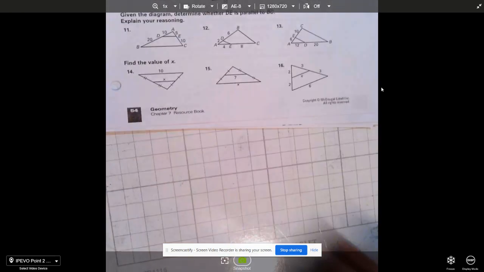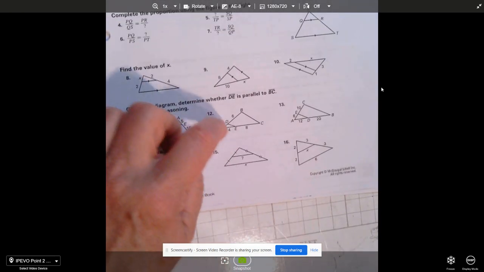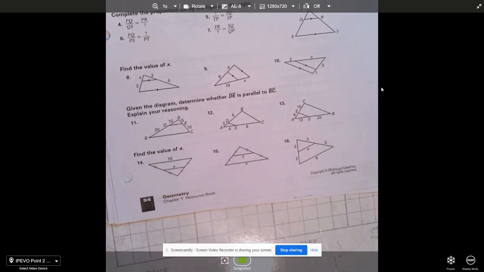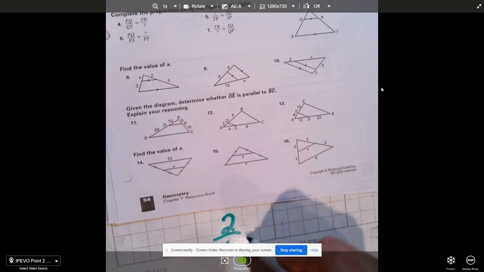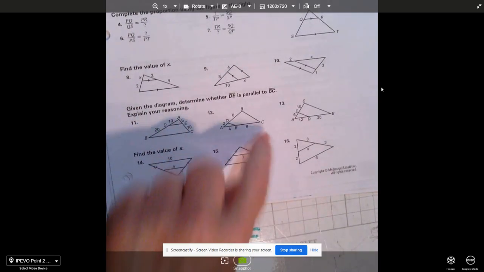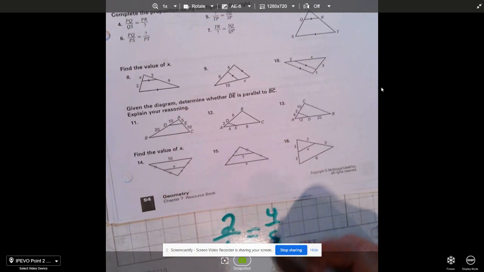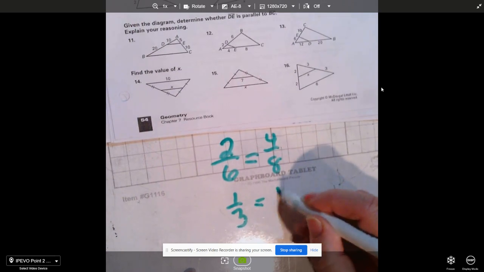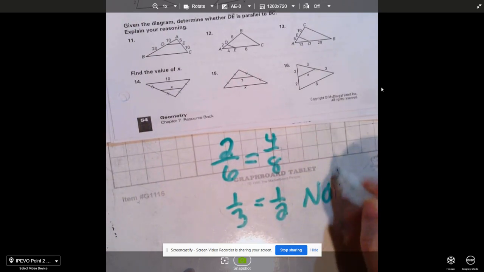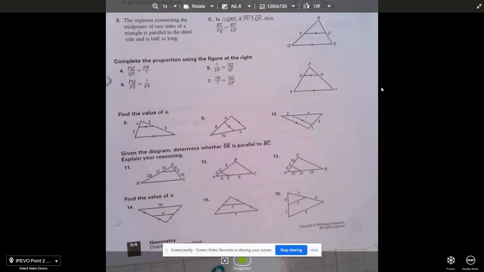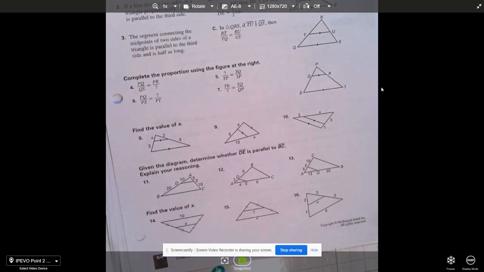If you take a look at the next one here, again, it would say 2 over 6. So I'm going to write 2 over 6 equals 4 over 8. Well, if I reduce this fraction, I'll get 1/3 equals 1/2. Well, no, that is not true. So that's telling you that these sides are not parallel. So that's what they wanted you to do on those.